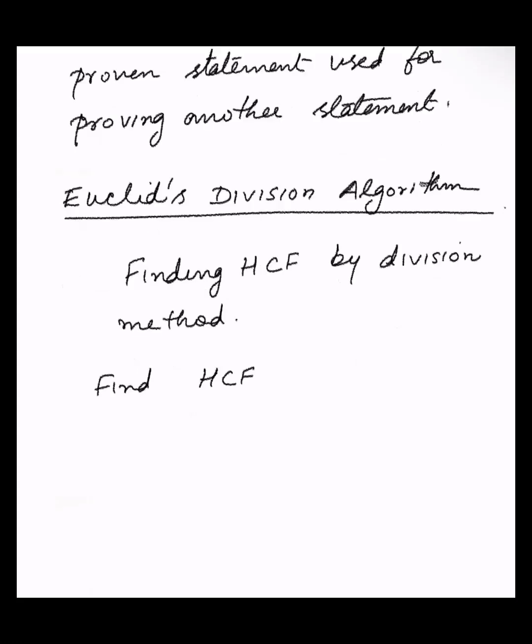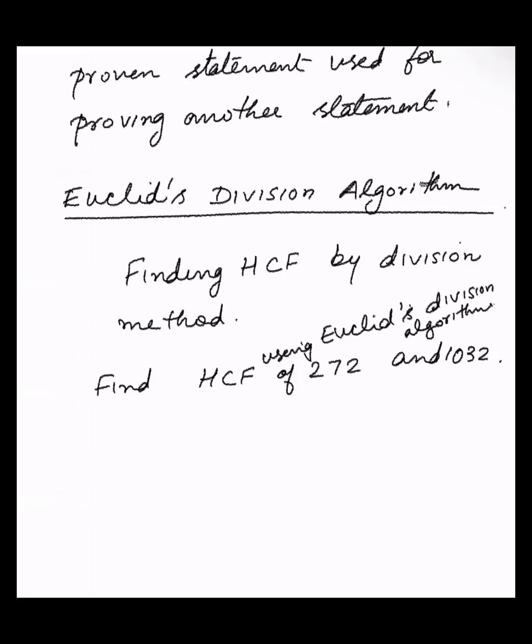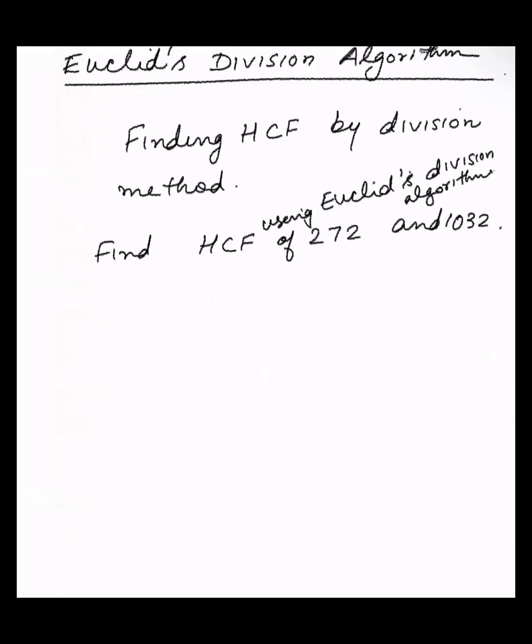Find HCF of 272 and 1032. This is the question. Find HCF using Euclid's division algorithm, and every year it comes in the board. So division method is, check which is the bigger number. You have two numbers, 272 and 1032. Which is the bigger number among that? Yes, 1032 is the bigger number.